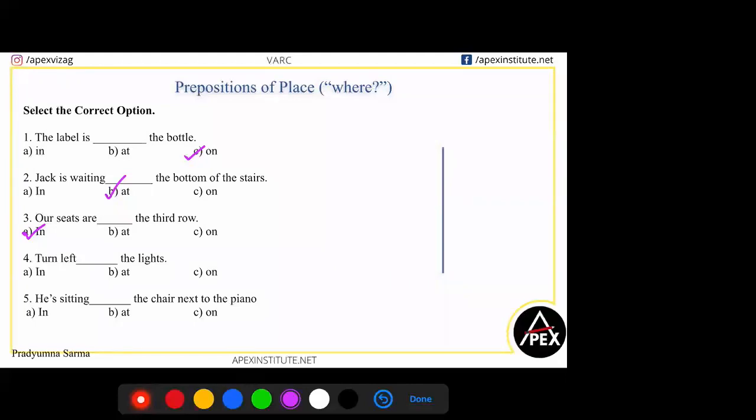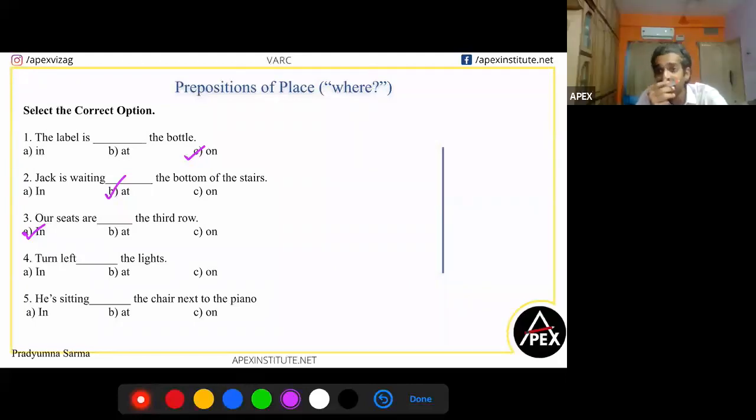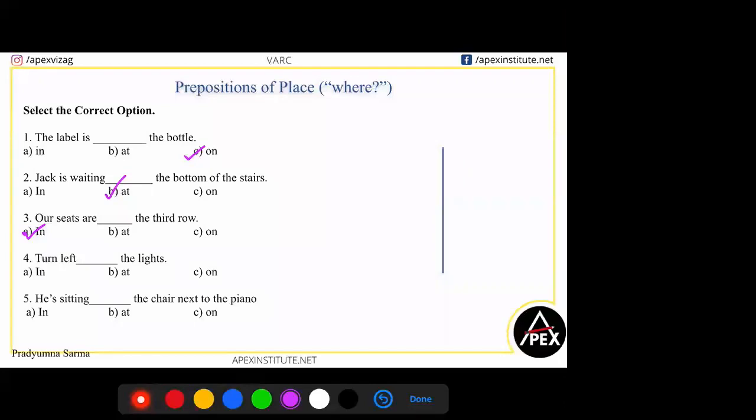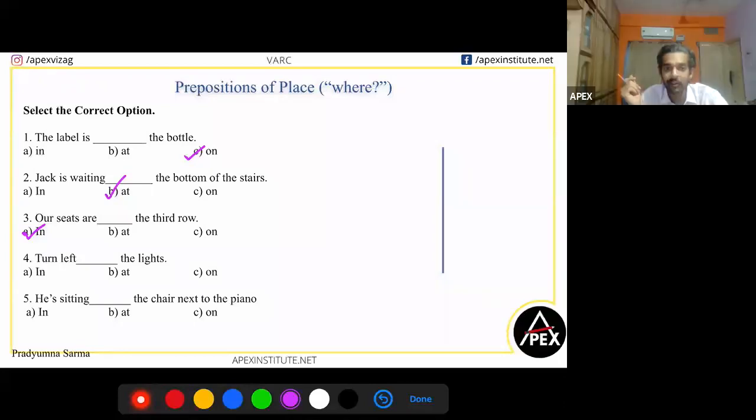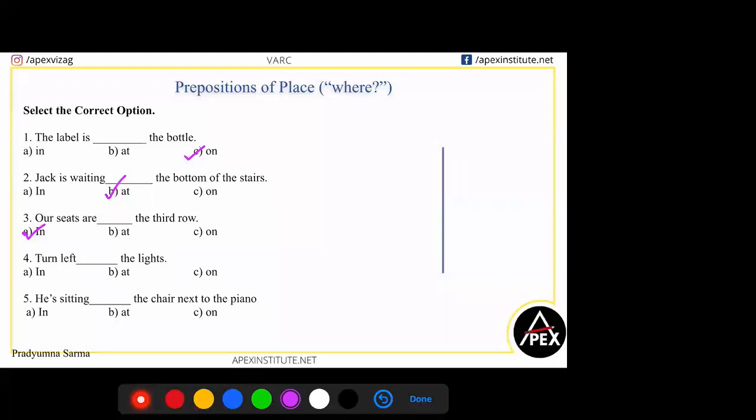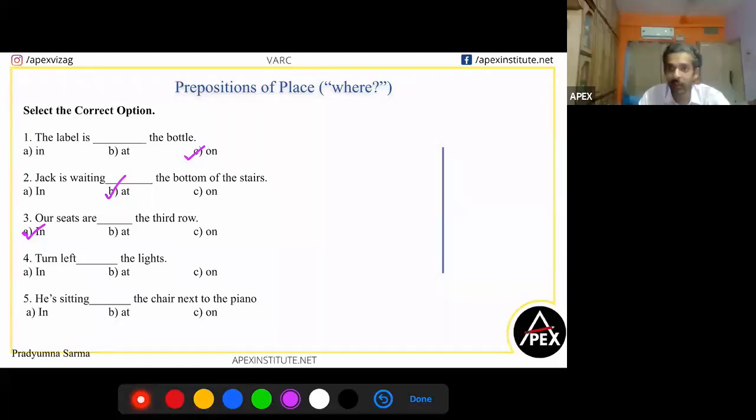Sorry, Leela, what are you saying? On the lights. Obviously, it's going to be at the lights, no? No, it's not going to be in. It's not going to be in. It's going to be at only.